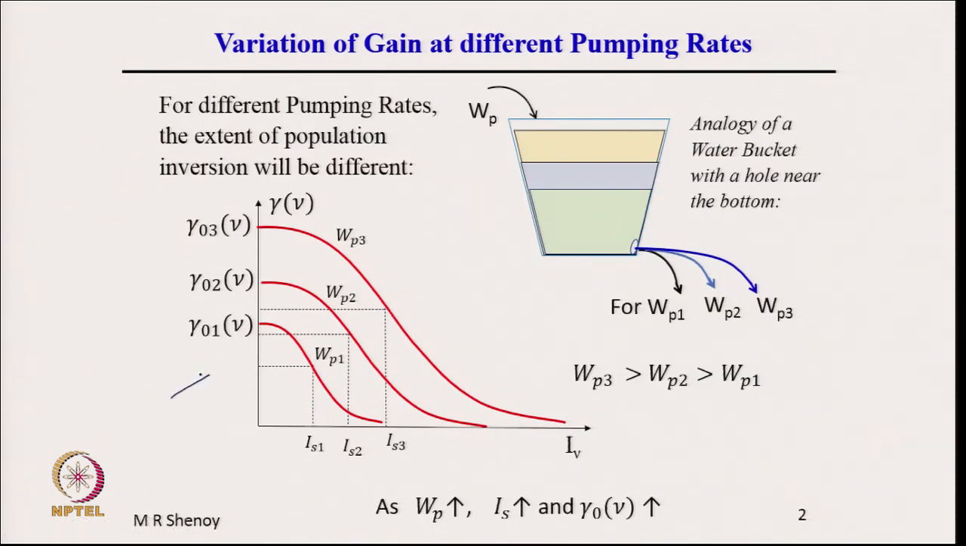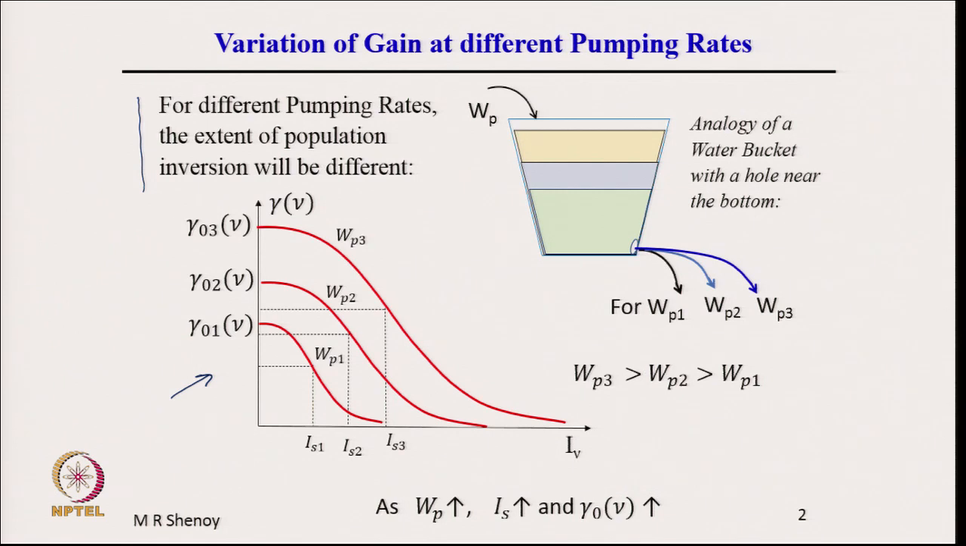So, this clearly shows that as the pumping rate increases, the small signal gain coefficients gamma 01, gamma 02, gamma 03 will be higher, and the corresponding saturation intensities are also higher. They are schematically shown in this diagram, showing how the gain curve changes with the pumping rate. For 3 different pumping rates, the extent of population inversion will be different, and therefore you have different curves.